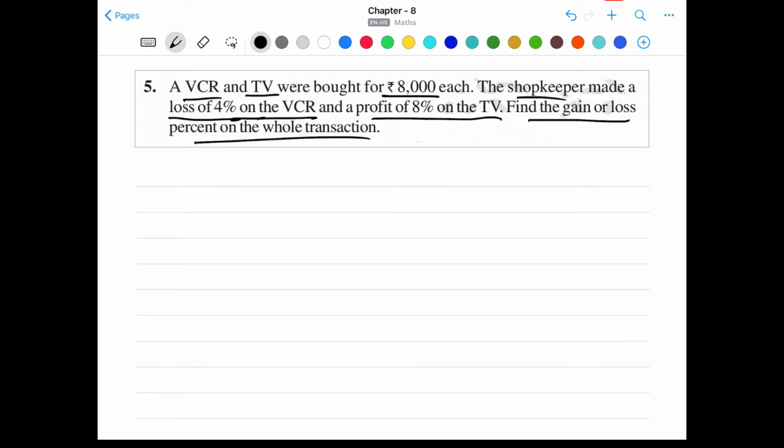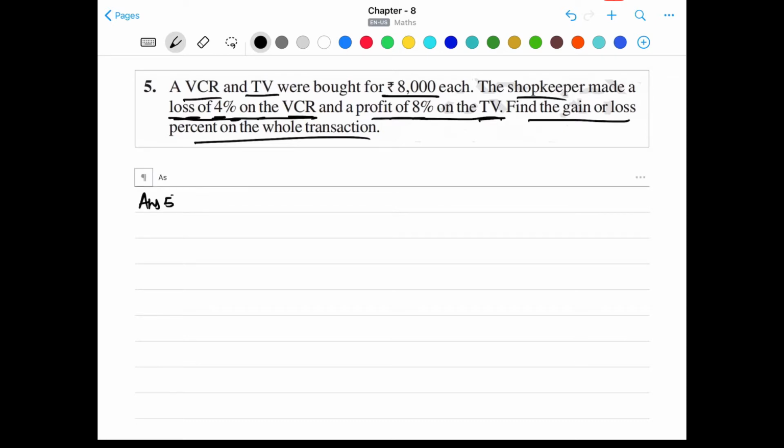So the question is, a shopkeeper has bought 2 items, a VCR and a TV, for 8,000 each. On the VCR he is making a loss of 4%, while on the TV he is making a profit of 8%. We have to calculate the profit or loss percentage on the whole transaction. Since on one article he is making a loss and on the other a profit, we'll calculate the selling price for both the articles separately. Then we will add them to check whether he is making a profit or a loss. So let's start with the VCR.